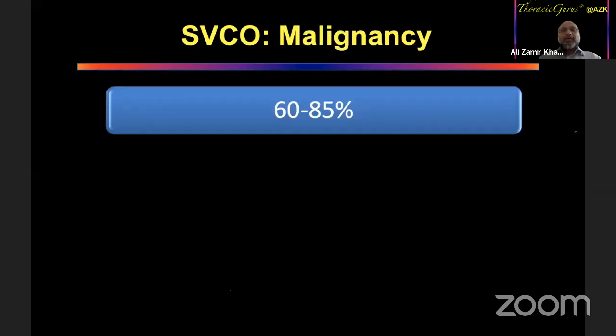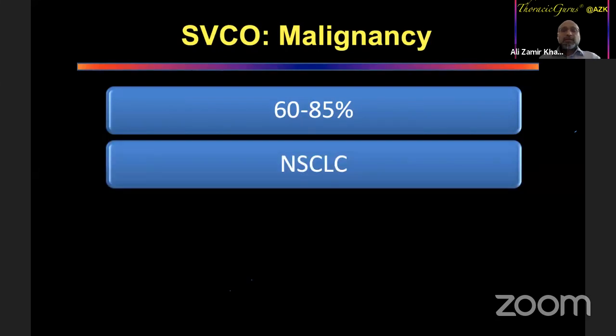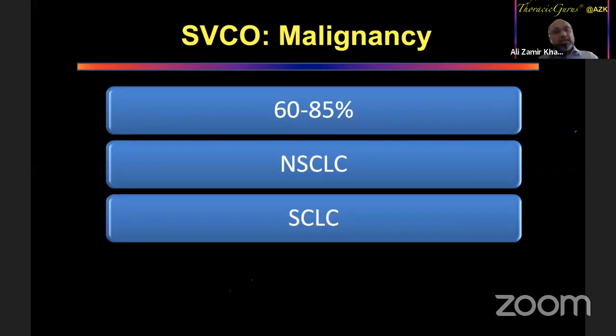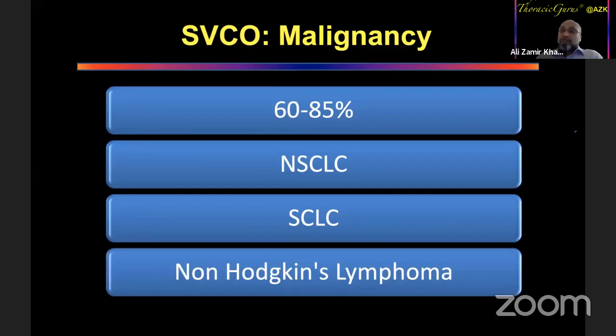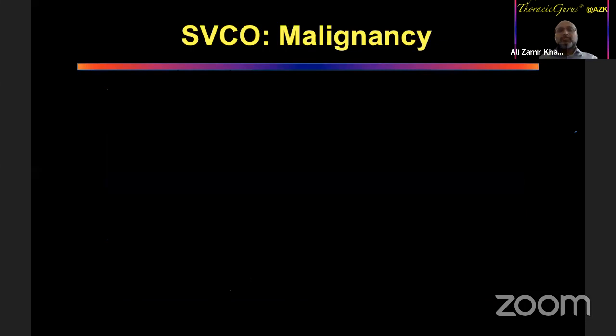The malignancies that typically affect are, as we said, more than 85% to 90%. Traditionally, it will be non-small cell lung cancer at the apex, in the upper lobe, which will compress the SVC. You can have small cell lung cancer compressing the SVC, secondary to lymphadenopathy. You can have lymphomas in that area and non-Hodgkin's lymphoma. So it's quite important not just to treat the SVC obstruction, but also to find out what is the underlying cause. And very often treatment of the underlying cause resolves the SVC obstruction.